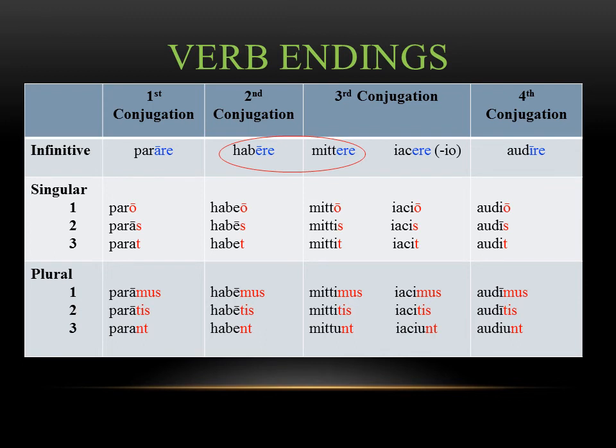And again, the one thing you might get tripped up on here is distinguishing between second and third conjugation. The key here is to look at the vowels. In the second conjugation, it's ending in a long ERE, habere. In the third conjugation, it's ending with a short ERE, mittere. You have to pay attention to those long vowels and keep track of them in your book. This will help you distinguish between second and third conjugation.